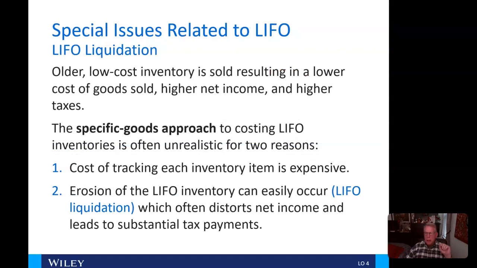So, special issues related to LIFO. Older low-cost inventory is sold, resulting in lower cost of goods sold, higher net income, higher taxes. The specific goods approach to costing LIFO inventory is often unrealistic for two reasons. One, the cost of tracking each inventory item is expensive. We're not going to do that. Two, the erosion of LIFO inventory can easily occur. We call that LIFO liquidation, which often is going to distort net income and lead to substantial tax payments.